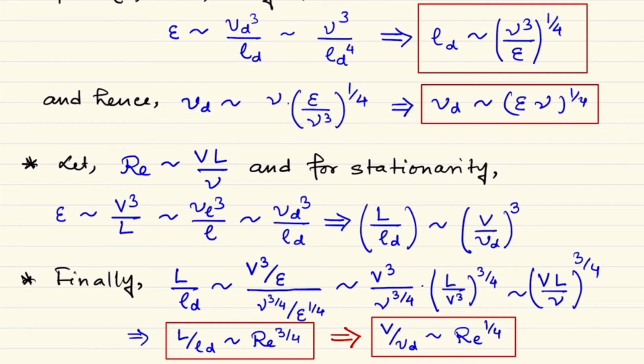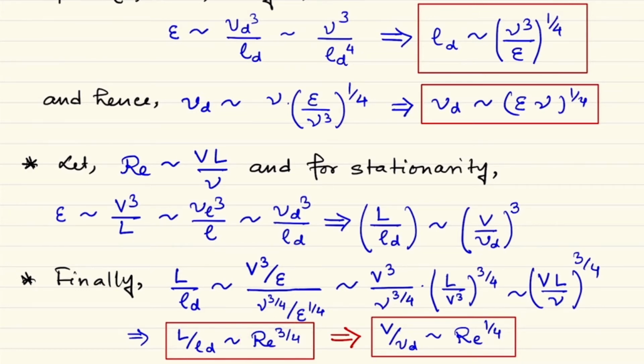If you do the corresponding manipulations, you will have L by L_D will be V_L by nu whole to the power 3 by 4. And what is V_L by nu? It is nothing but the macroscopic Reynolds number. So L by L_D will be of the order of the macroscopic Reynolds number to the power 3 by 4. The corresponding ratio for the velocities, the forcing scale velocity to the Kolmogorov scale velocity, will be 1/3 of this exponent, which is Re to the power 1 by 4.